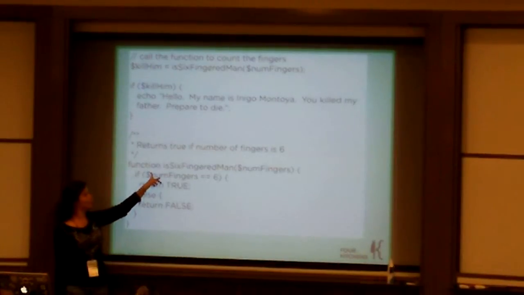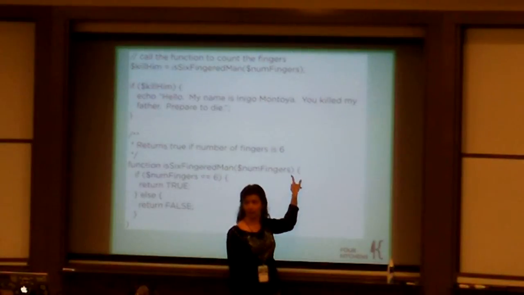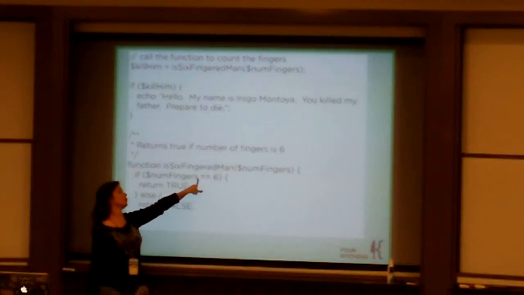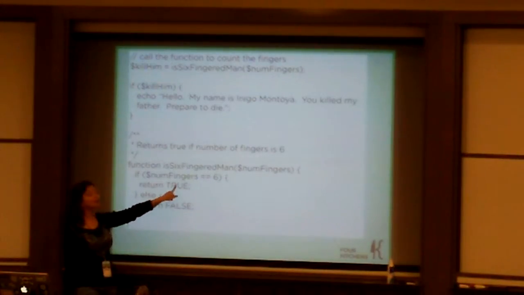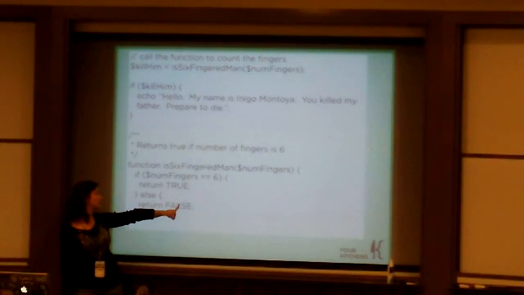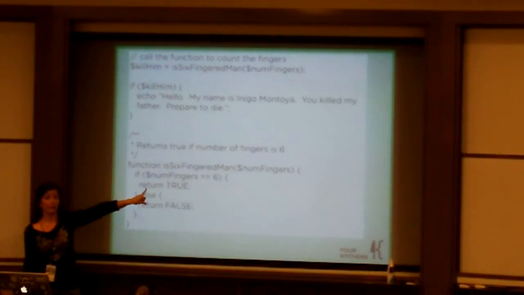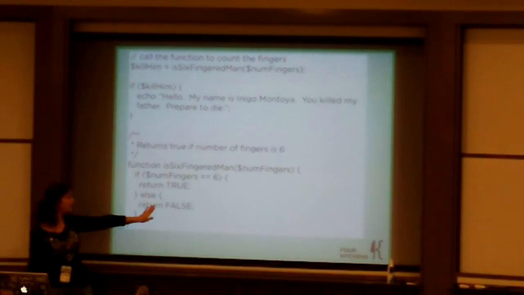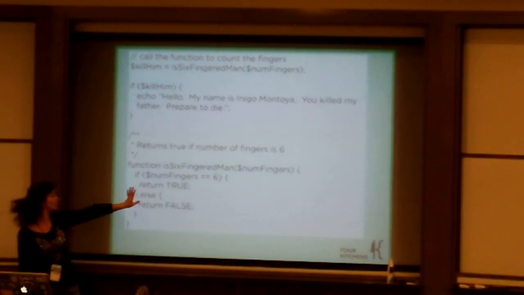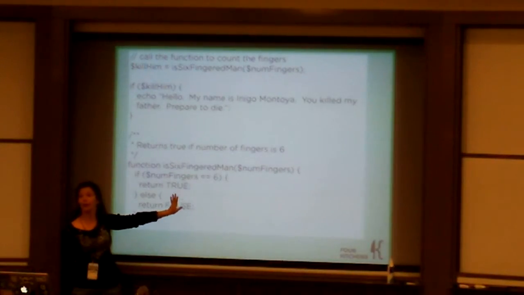So you have to tell it it's a function. Here's what it's called: six-fingered man. Here's the parameter, number of fingers. Then, inside the function, if num fingers is equivalent to 6, return true. Else, return false. So what happens if num fingers is 17? It will explicitly return false. And if num fingers is 6? True. So it will test and it will say false.